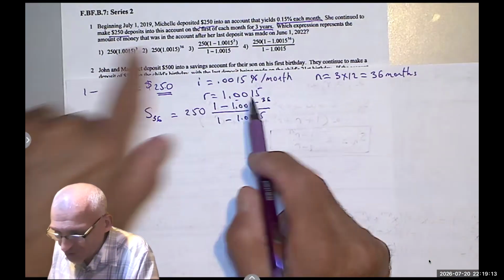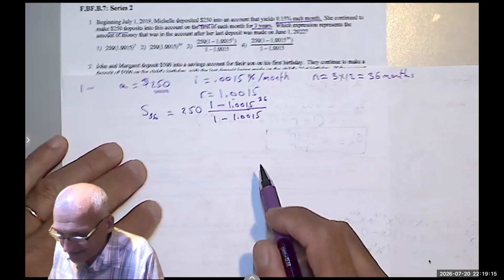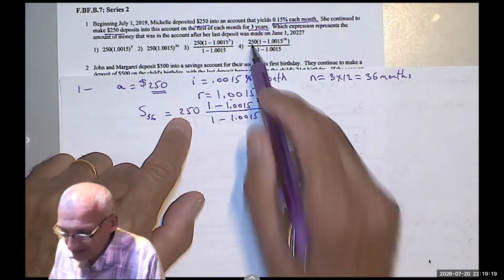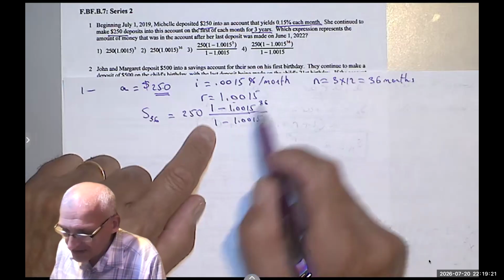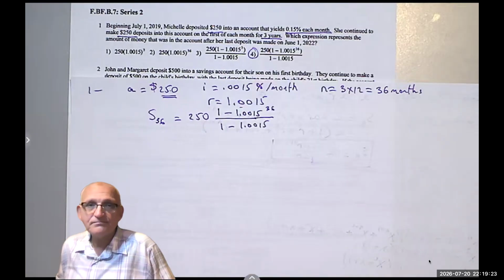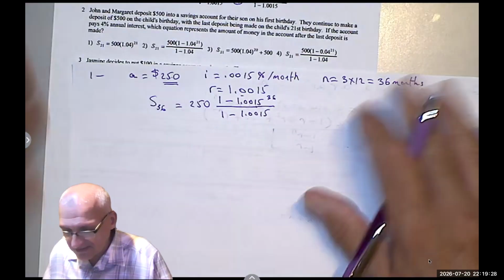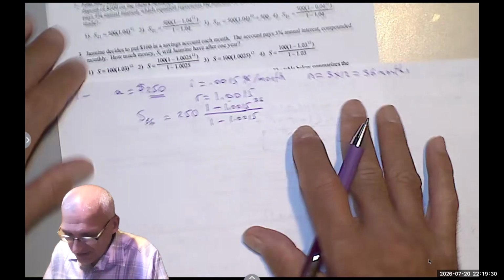They don't want the result. They want to see which one of those is the correct one. And definitely it's number 4: 250 times 1 minus that to the 36 over that. I just spent time here to make sure you get it. And then after that, let's do number 3.